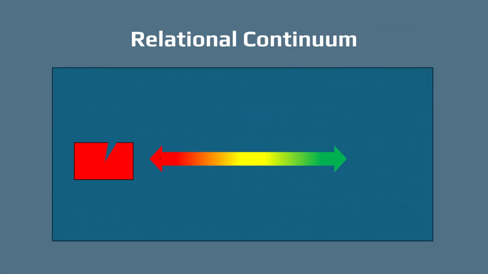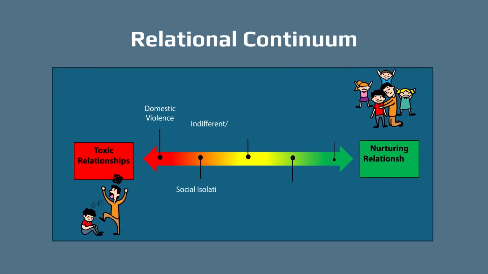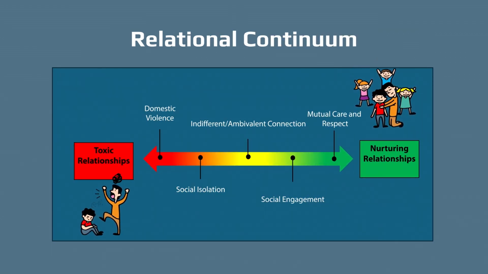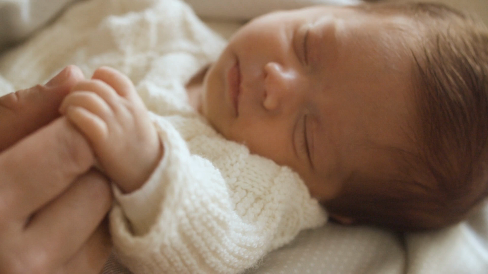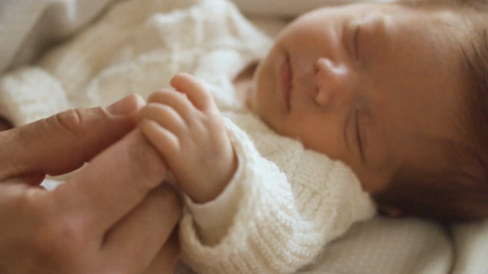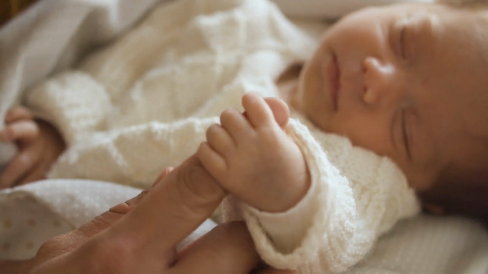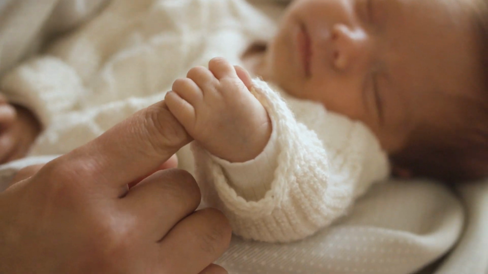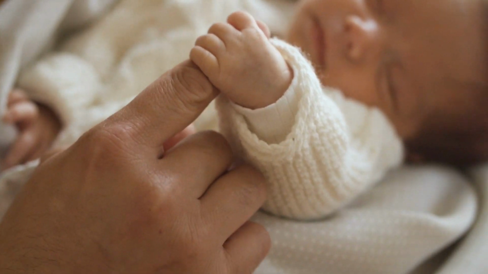Let's break it down. We can think of relationships as falling on a continuum from toxic and abusive through to loving and nurturing. Loneliness and isolation also sit on the difficult end of this scale. The importance of relationships has been studied in depth, underpinned by attachment theory, which shows how our earliest bonds shape how we relate to others over the course of our lives.